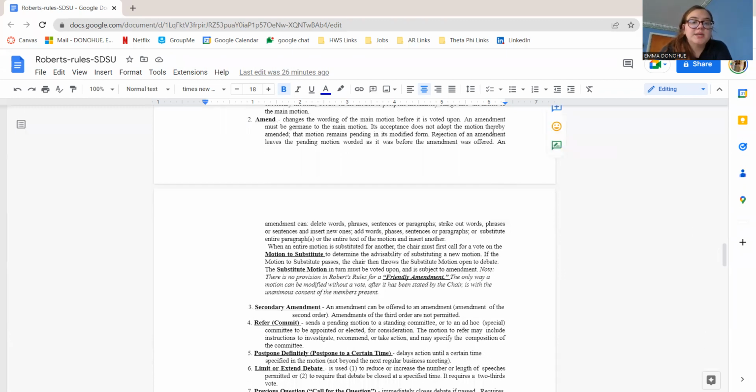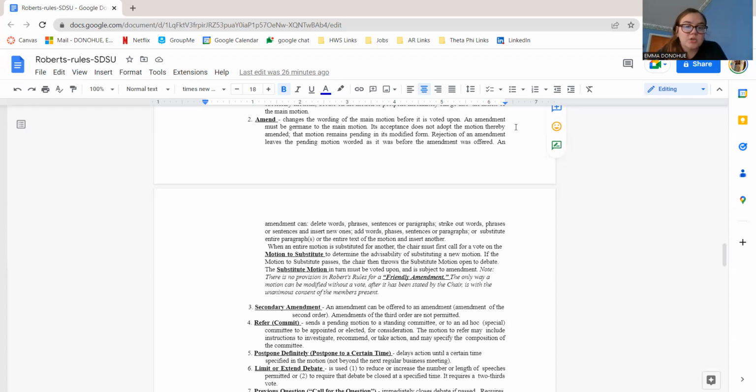An amendment must be germane to the main motion. Its acceptance does not adopt the motion thereby amended. That motion remains pending and is in modified form. Rejection of an amendment leaves the pending motion worded as it was before the amendment was offered. Amendment can delete words, phrases, sentences, or paragraphs, strike out words, phrases, or sentences, and insert new ones, add words, phrases, sentences, or paragraphs, or substitute entire paragraphs or the text of the motion and insert another.